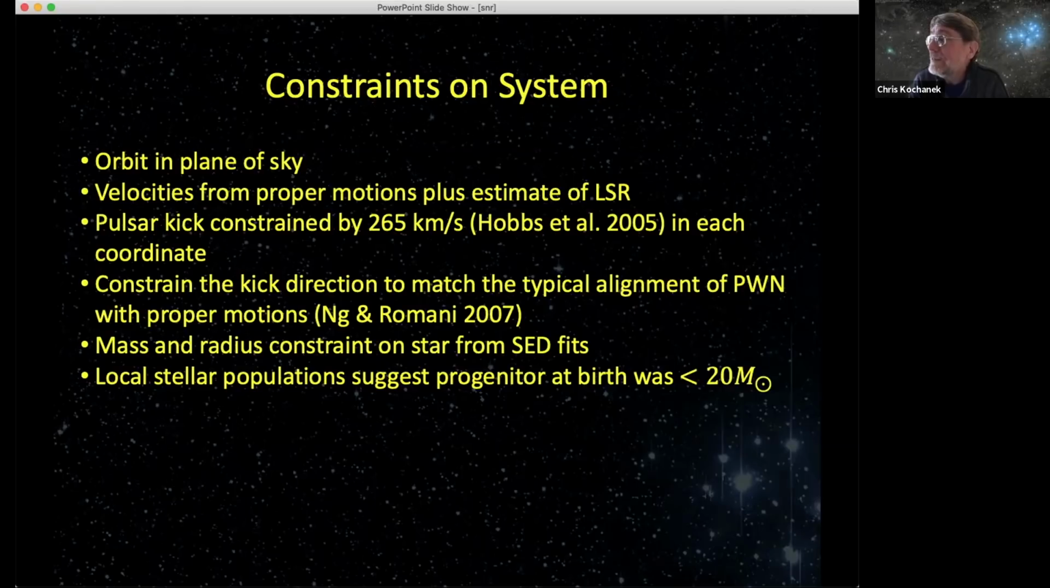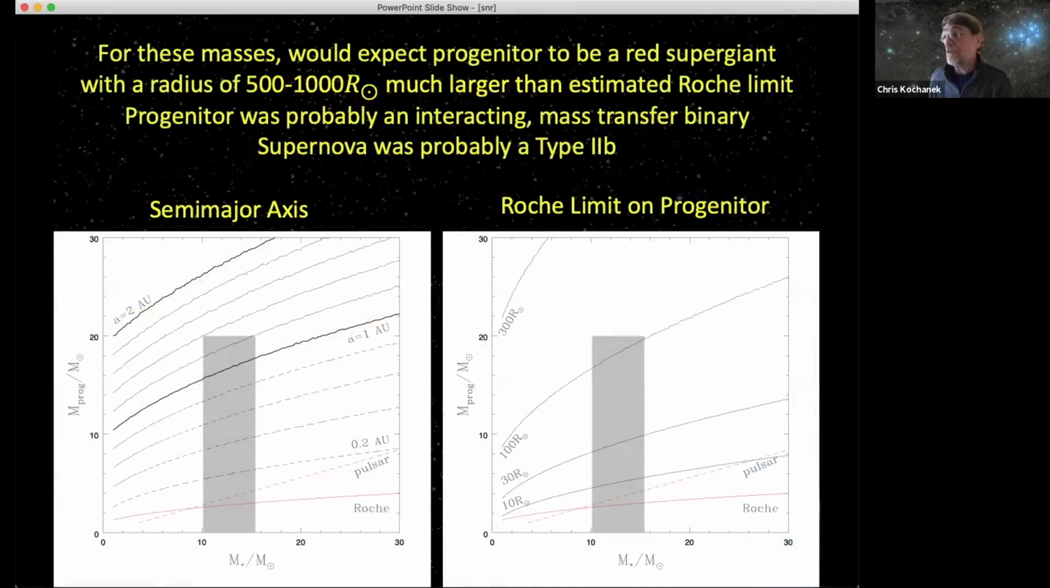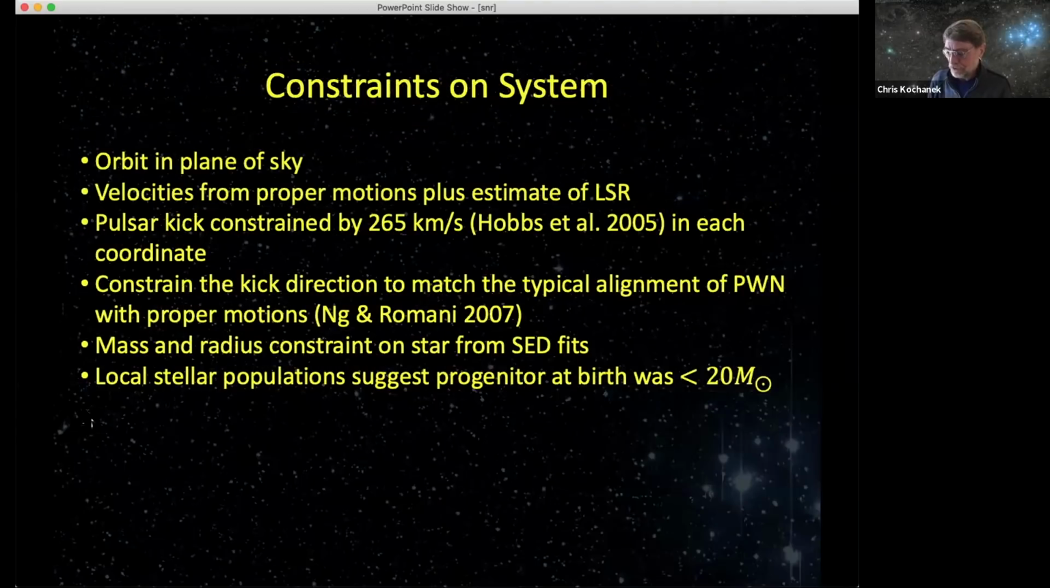And Romani. You have constraints on the mass and radius of the star you see from fitting its spectral energy distribution. And I didn't do a formal analysis, but basically there aren't any massive stars in the vicinity. And so that suggests that the progenitor of the thing that did explode was less than 20 solar masses. All right, so you can try to put this together. And so here are two versions. This is the mass of the star, and this is the mass of the progenitor of the thing which exploded.